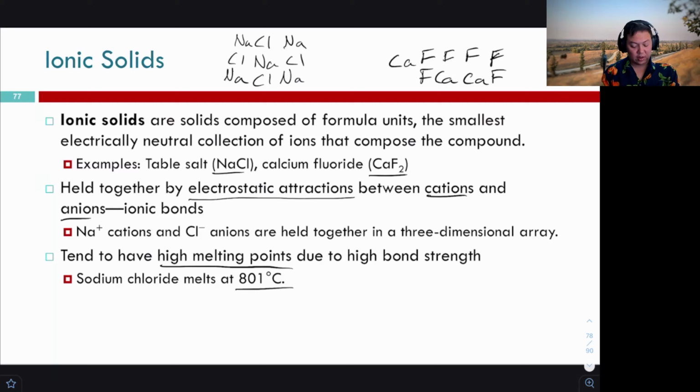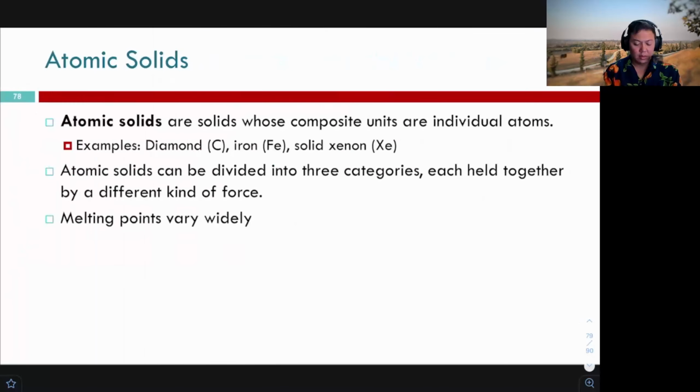So they exist as solids at, you know, up to very high temperatures. The last type of crystalline solid that we're going to talk about here are the atomic solids, whose composite units are individual atoms. So things like diamond or iron or solid xenon, if you get it cold enough. Atomic solids can be divided into 3 categories, each held together by a different kind of force, and their melting points vary widely.